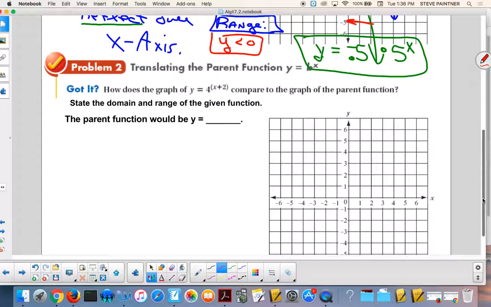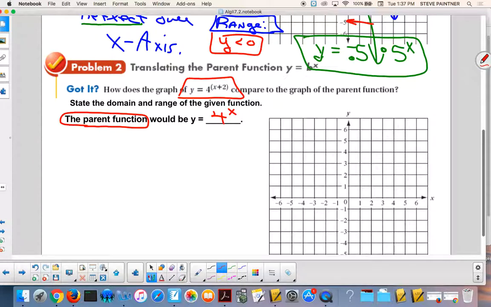I'm going on. You ready? Next, graph this. What's the parent function, though? Look up there. Y equals, what's the base? 4, and just raise it to what? Just x. It's so simple. It's just 4 to the x, 5 to the x, 6 to the x.